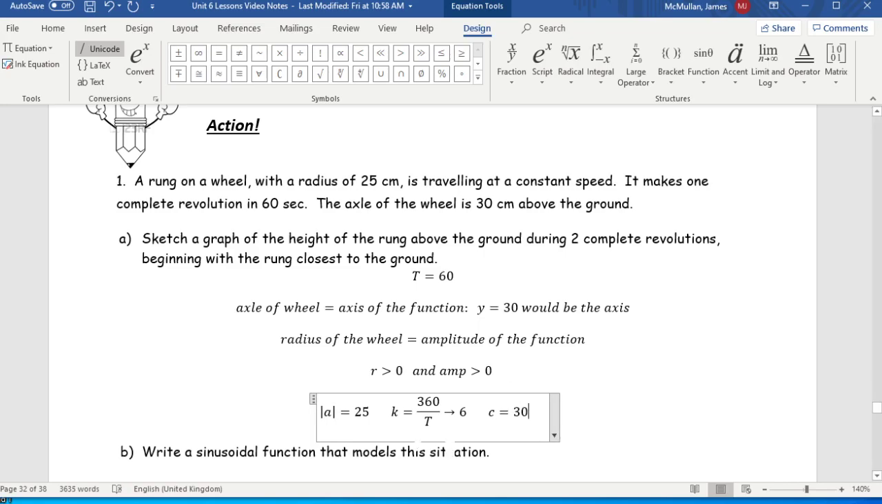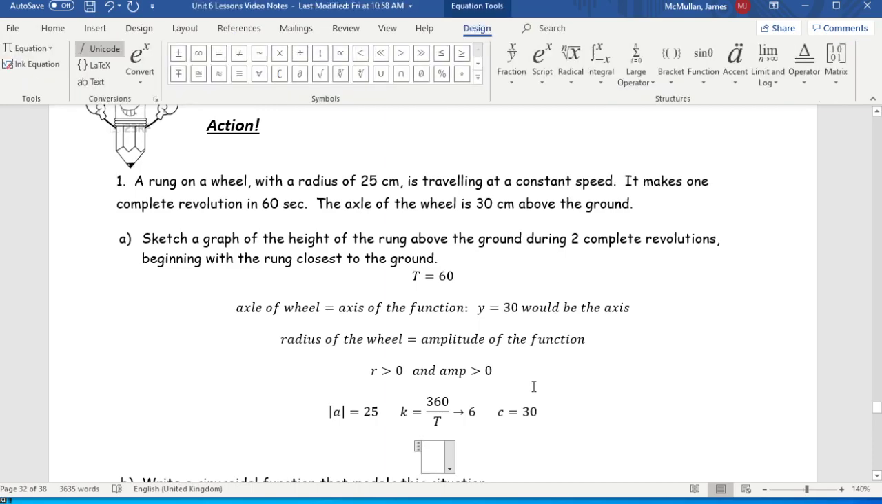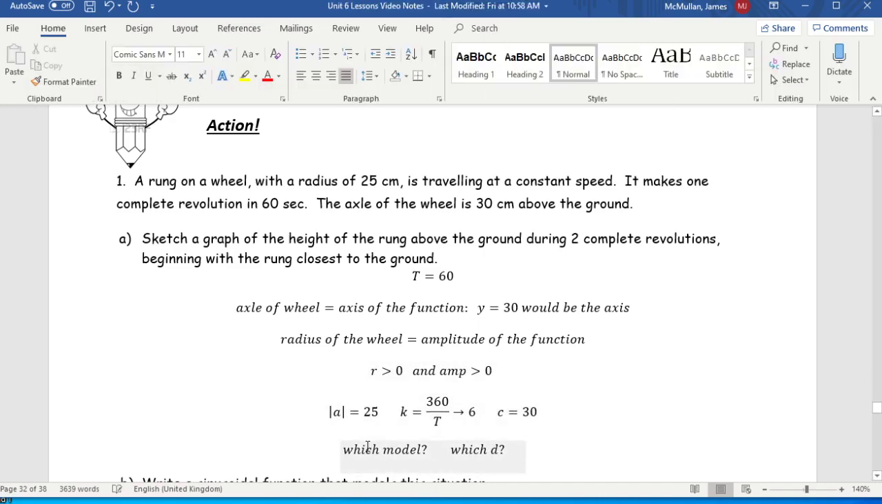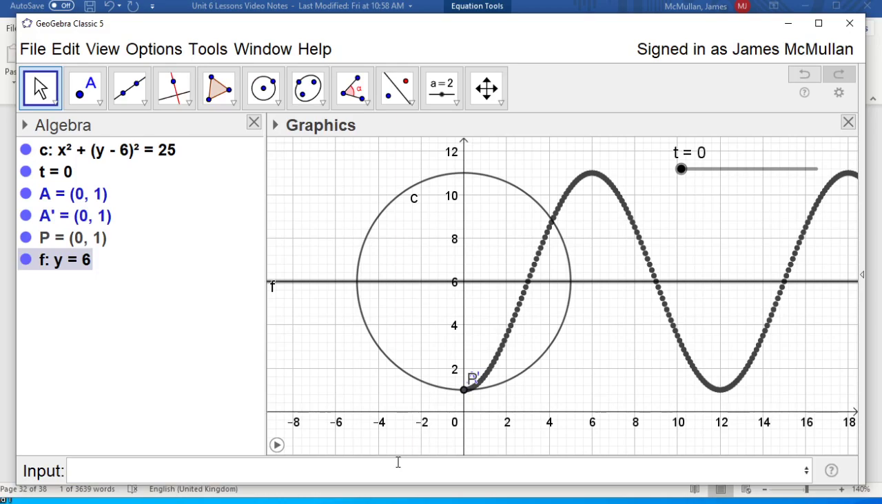Okay, now what we don't know, of course, is we do not know which model, and we do not know which d. Now, as you learned last lesson, these two depend on one another. So it's up to you to choose which model you want, right? Let's draw what we have and then see how we could edit it. Okay, so let's just say I don't know what I'm doing. I'm just going to pick a positive sine model. So a will be 25, k will be 6, c will be 30, and let's do a positive sine model.